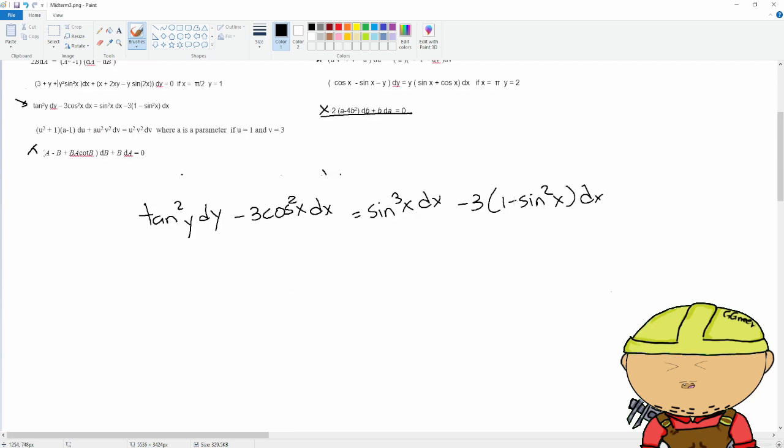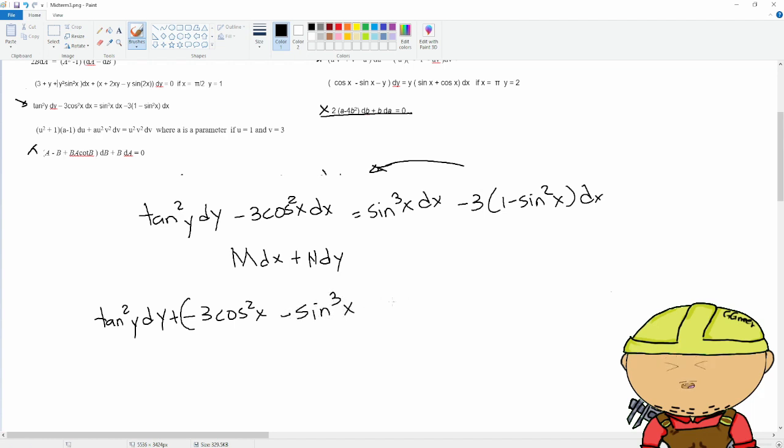First, how about let's transform them into M dx and N dy first. Okay, so I'm seeing a lot of dx, so we're going to be transposing, or moving, all the dx to the left side. So that becomes tangent y dy minus 3 cosine square x negative minus sine cube x negative positive 3 times 1 minus sine square x.